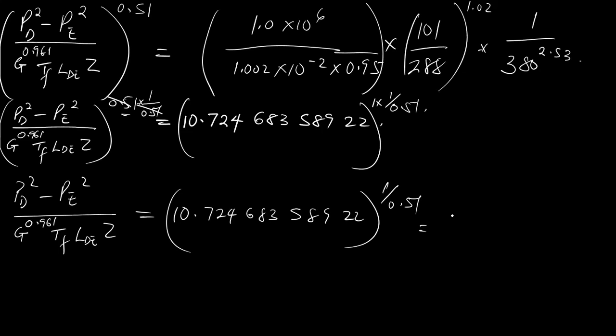So now let's find 10.724 raised to power bracket open 1 divided by 0.51 bracket close. Now this should be equal to 104.799708.